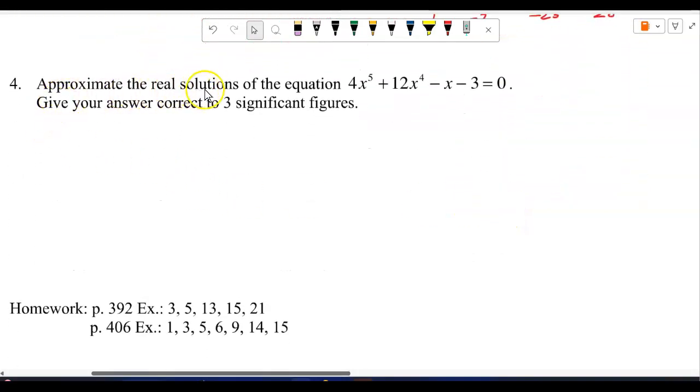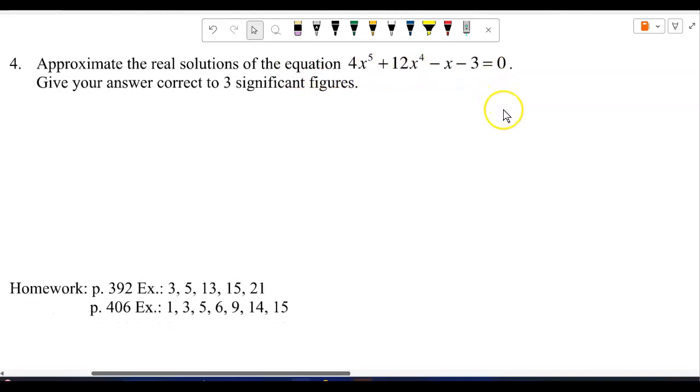Approximate the real solutions of these equations equal to 0. Now there are two ways of doing it. Suppose it says give your answer correct to 3 significant figures, that means you have to use your calculator. Minus 3 is correct, yes. The others are not proper, you don't want to use those. And the other one is the same thing. So only one real zero and the others are not.